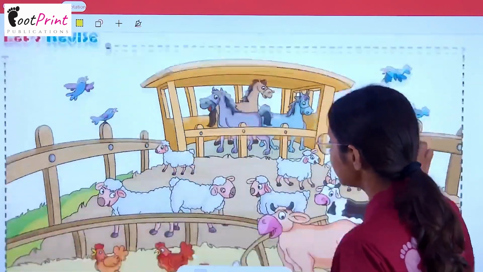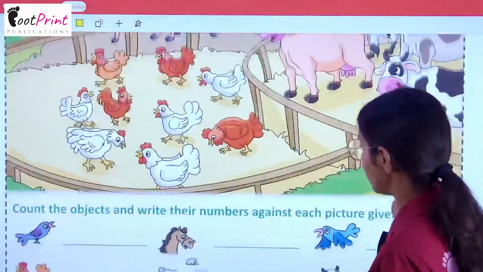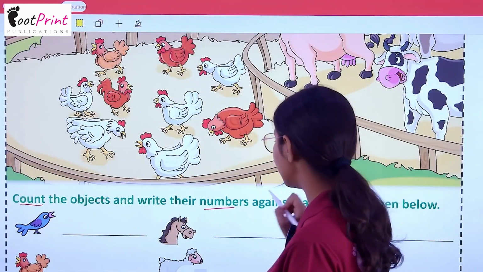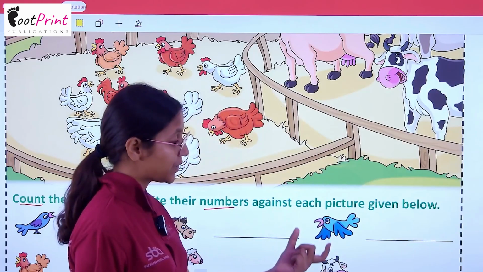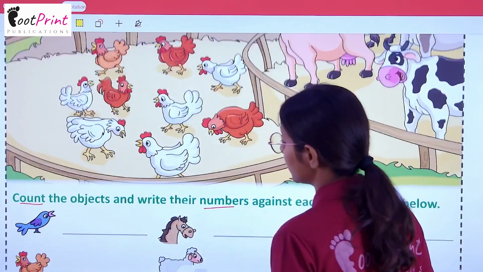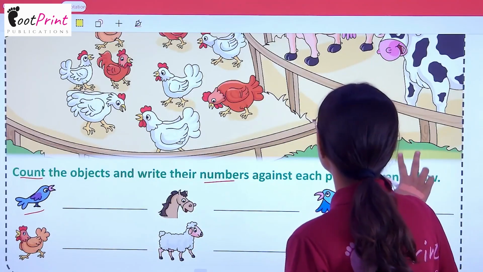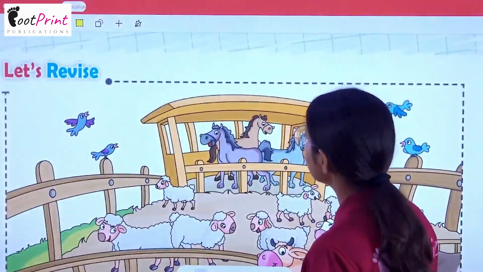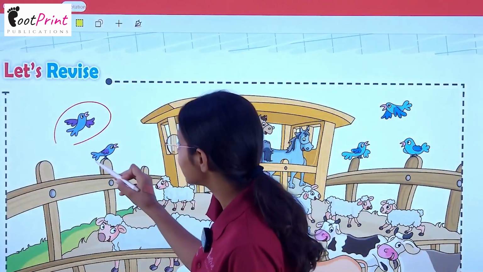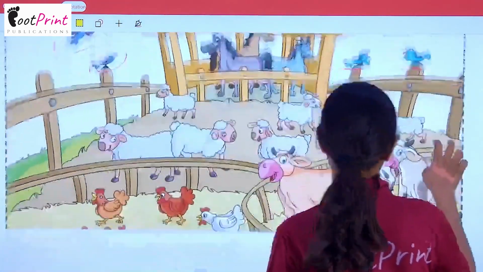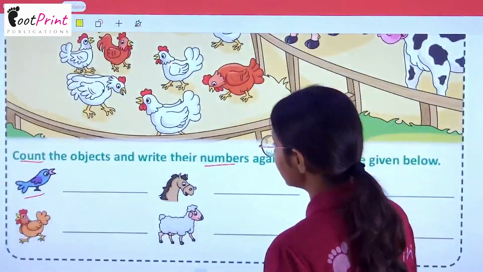So, let's start. Here is an activity for you. Count the objects and write their numbers against each picture given below. The first picture is of the bird. Let's count with me. Here are 2 birds. These are sparrows, another kind of birds. So, now we will write here 2.